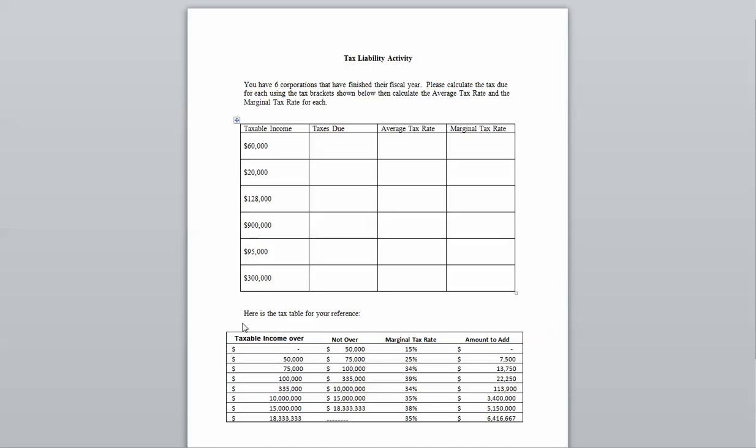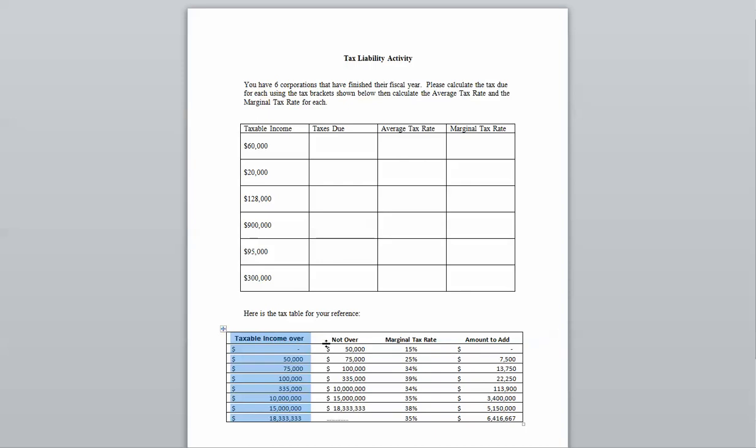The second step is we're going to subtract the smallest amount from the taxable income to get your marginal income in that bracket. The smallest amount is usually the left hand side number titled taxable income over. So we're going to subtract our taxable income less taxable income over.